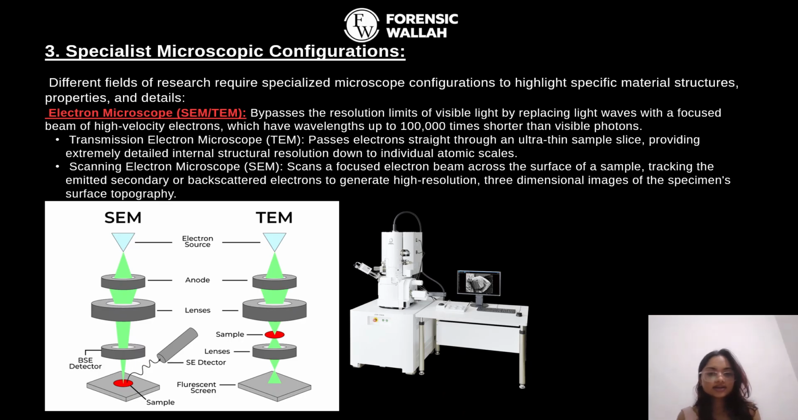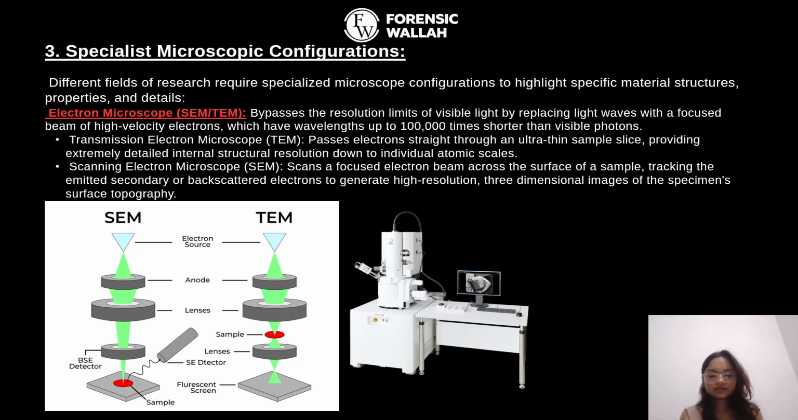And the second one is the scanning electron microscope. Instead of passing through the sample, the SEM scans a focused electron beam across the surface of a specimen. It tracks the emitted secondary or backscattered electrons knocked off the surface. This data is reconstructed to generate a high-resolution three-dimensional image of the specimen's intricate surface topography, offering an unmatched depth of field.